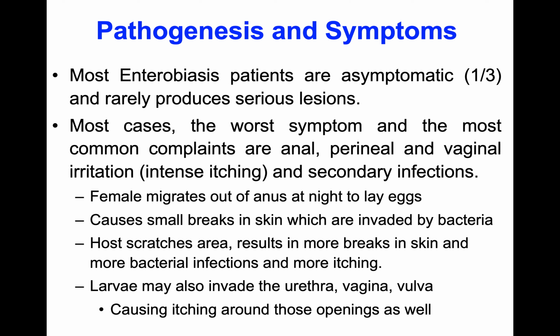Female migrates out of the anus at night to lay eggs. And second, they cause small breaks in skin, which are invaded by bacteria. And then the host scratches the area, resulting in more breaks in skin and more bacterial infection and more itching. Larvae may also invade the uterus, vagina, vulva, and they can cause itching around those regions as well.